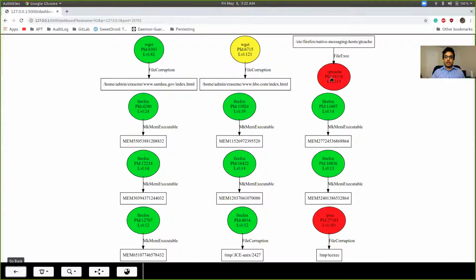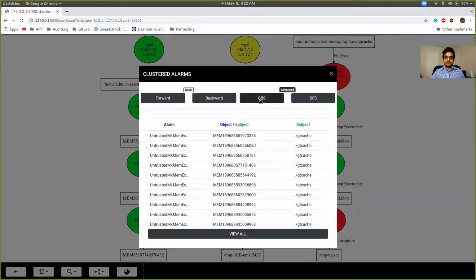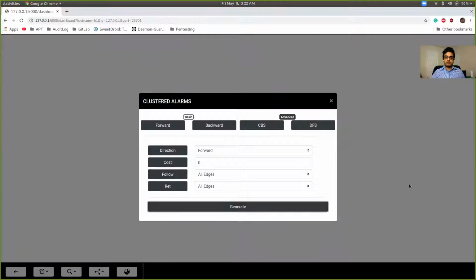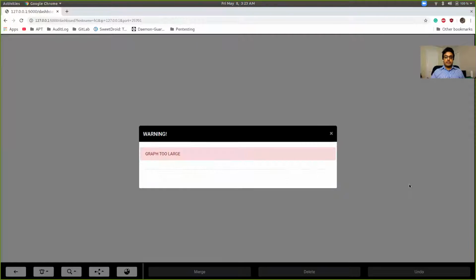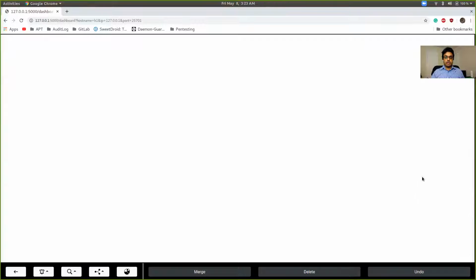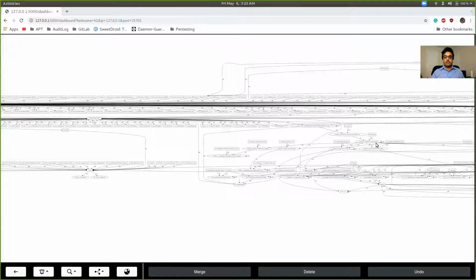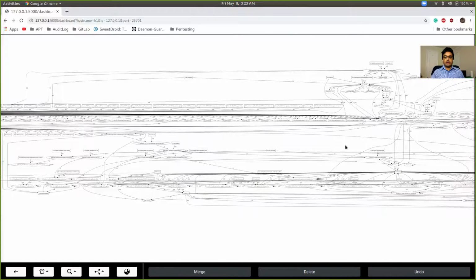Now we're going to perform Sleuth's cost-based search. This also results in a very large graph, which we also truncate. Although the graph is somewhat readable, it is still too large and very hard to understand what is going on with the attack campaign.